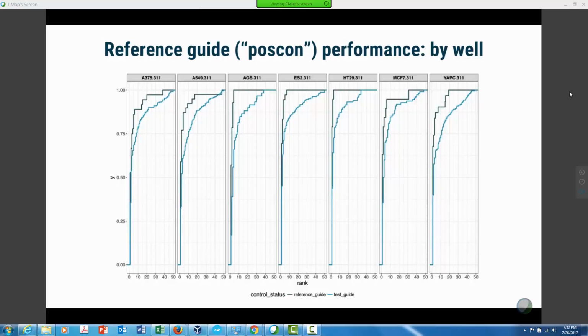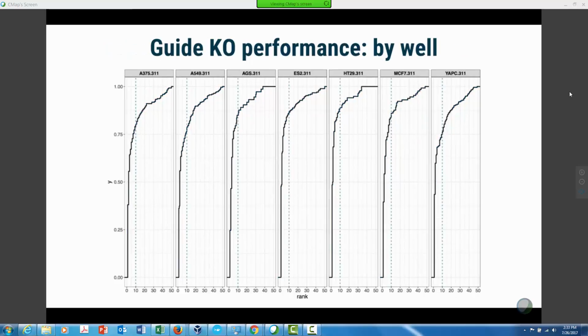And if you look at these CDF plots, you can see that some of our best guides get knockout values of about 80 to 90%. And then overall, the data actually looks really great. We're getting about 70% knockout for the most part when you just look at every well across the cell lines that I had data for.